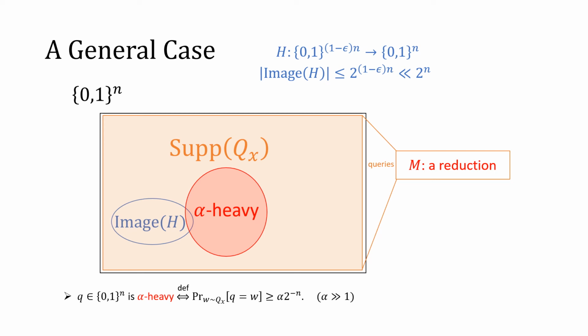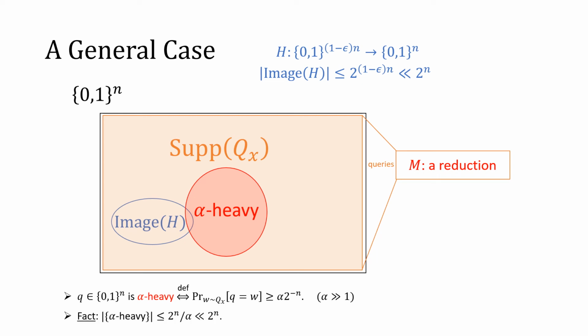Instead, I'm going to only consider a query which is often queried by the reduction. Specifically, this notion is called alpha heavy, and we say that a string Q is alpha heavy if the probability that it is queried is at least alpha times 2 to the minus n. Here we think of alpha to be some large parameter.